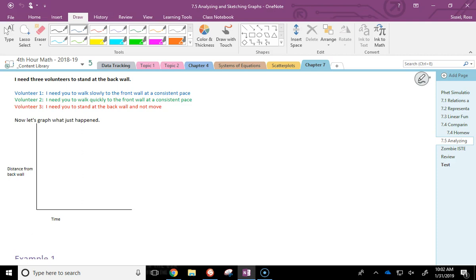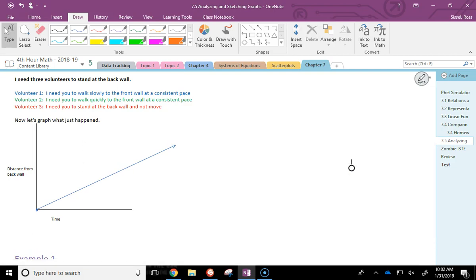Like, if he's walking slowly as time goes, so when time gets bigger, the distance from the back wall should also be getting bigger. So when I go ahead and graph this, I can say he started here, and since he's walking slow, will he be covering a lot of distance fast? No. So I'd probably just say from here, maybe he's like this.